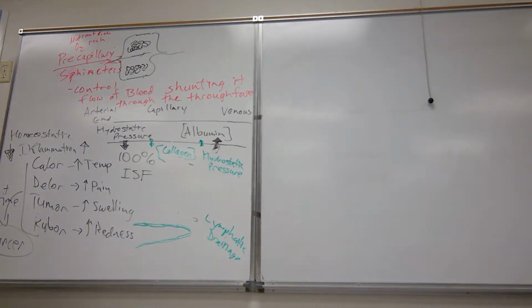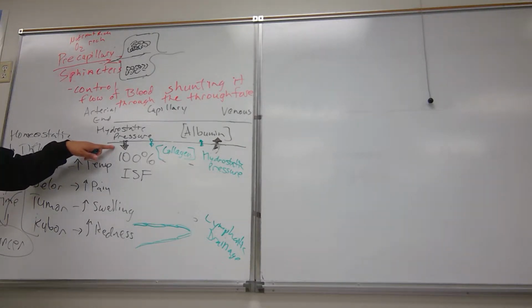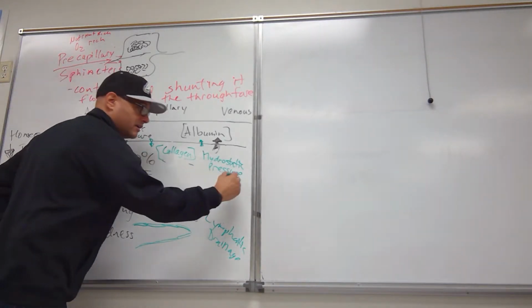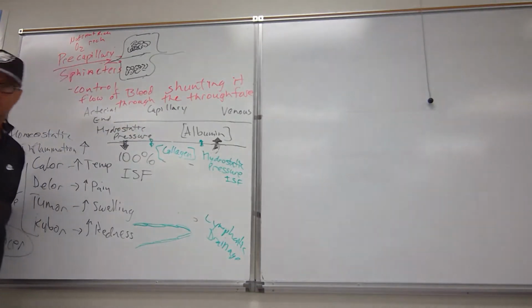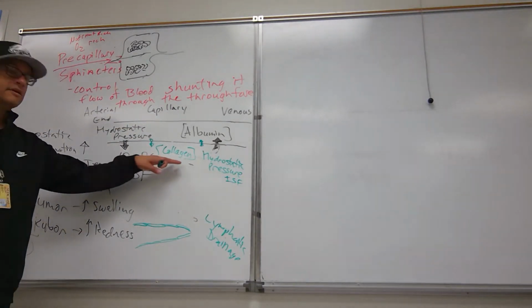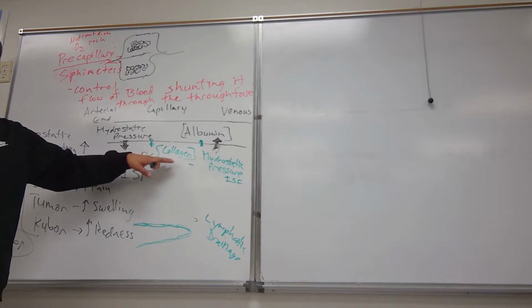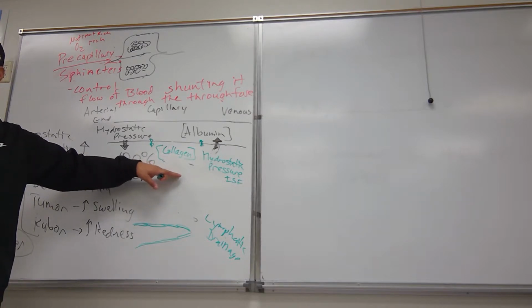So wait a minute, Professor P. We got 2 hydrostatic pressures here, don't we? Everyone agree? We have a hydrostatic pressure of the capillary, and then we have the hydrostatic pressure of the ISF. Then we have the effect that collagen has on drawing water out. That's called the osmotic effect or the oncotic effect. The movement of water is called osmosis. That effect is called the oncotic effect because the protein has the effect of drawing water out. This is why you need a certain amount of collagen in the connective tissue.